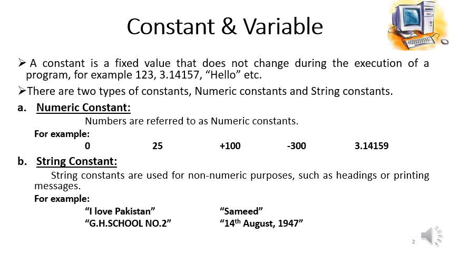Further we have a date, 14th of August 1947, Independence Day of Pakistan, so that is also a string constant which is enclosed in double quotation mark. So that is the identity of a string constant, that it must be enclosed in double quotation marks.